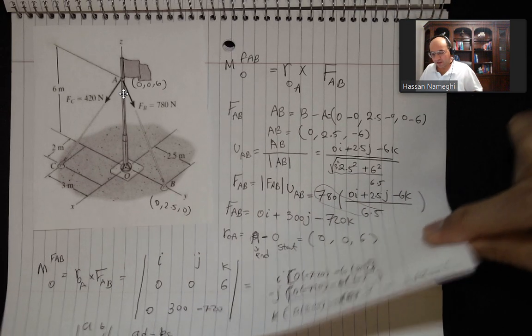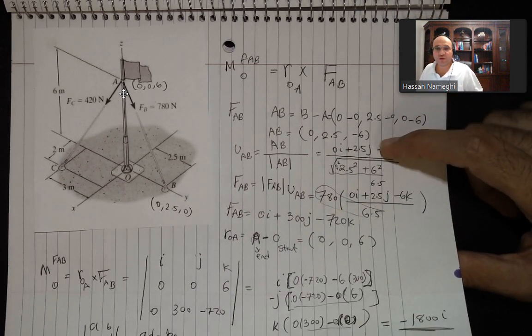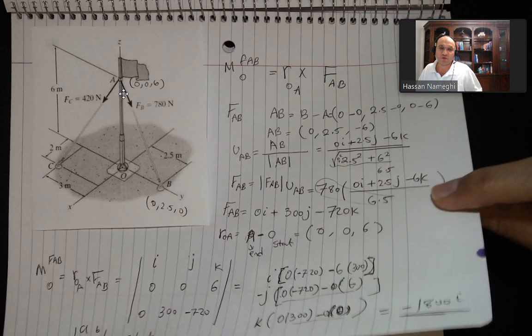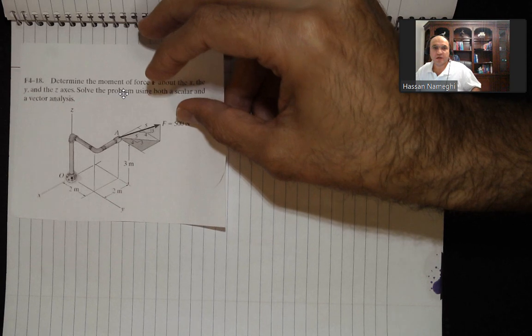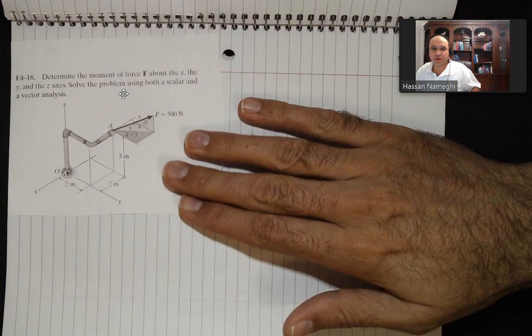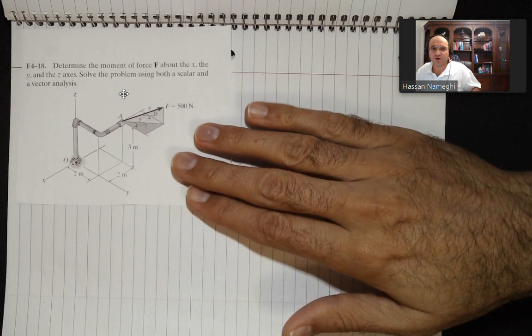So let's go on. Again, I talked a little bit about the vector approach. I want to jump into a scalar approach. Then we will do several examples until you get comfortable doing these types of problems. Now, the scalar approach is a different method, which could be easier or could be more difficult.